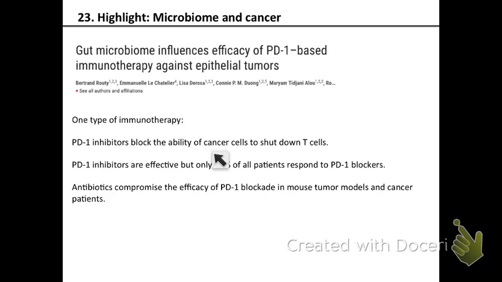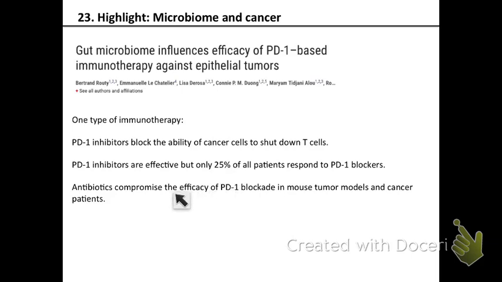The cancer cells evade the immune system by upregulating this PD-1 protein. So if you inhibit that, using PD-1 inhibitors, then the immune cells can attack the cancer cells and help clean up the cancer from the body, right? The problem is that when it works, it works really well, but if it doesn't work, it doesn't work at all. So they're effective, but only 25% of the patients actually respond to these PD-1 blockers.